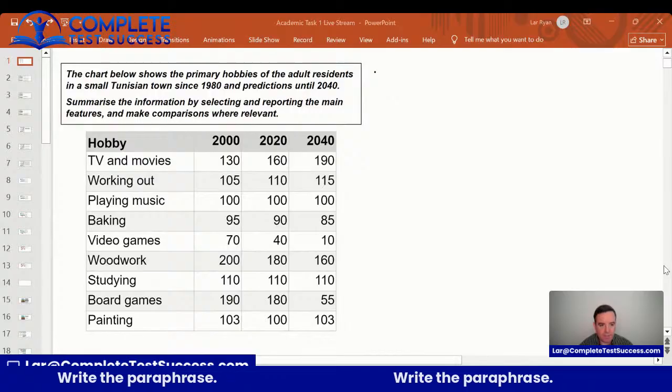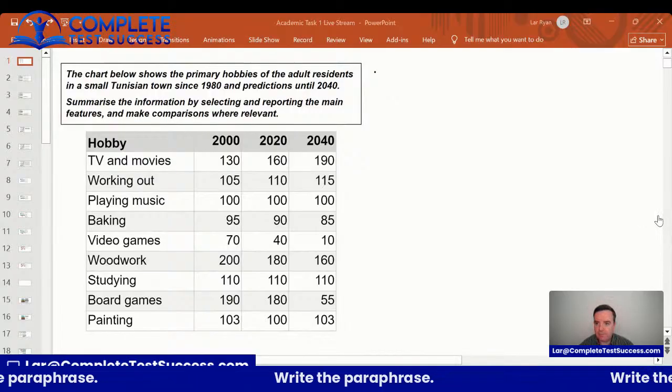Okay, so I'll just give you 1 minute, write the paraphrase, share it with me in the comments, and then I'll have feedback for you.